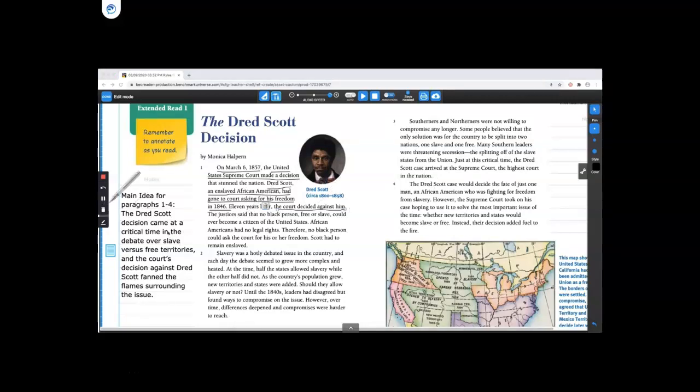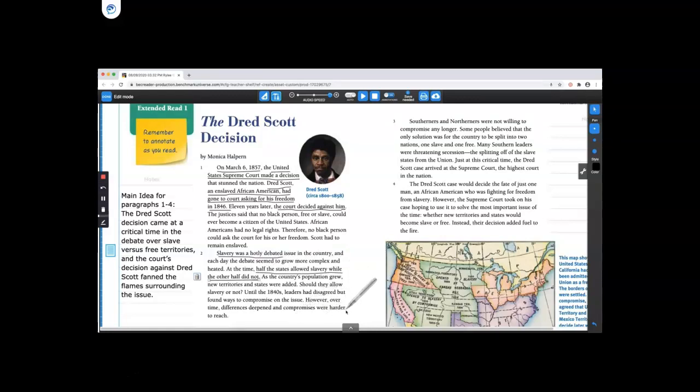So the next paragraph is explaining the issue in the country at the time. Slavery is being debated between states who are free states and states who are slave states who believe in slavery. So for paragraph 2, I am going to underline the part that is telling me that the country is divided between free and slave states. Going to underline slavery was hotly debated and that half of the states allowed slavery while the other half did not. So we can see that our country is divided here.